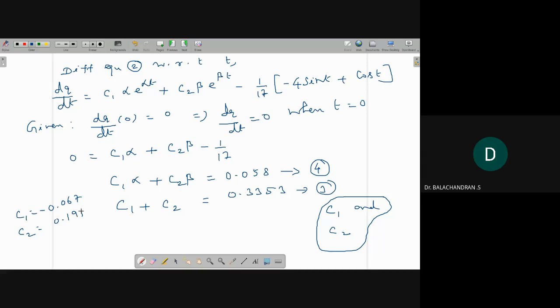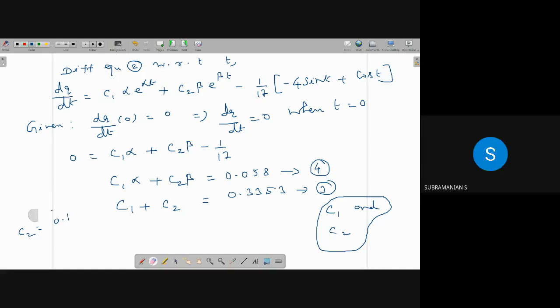It will satisfy the second, third equation. Please wait. First, I will check this one. 0.067 does not satisfy second, third equation, Karthikeyan. So, okay, sir, I'll check it. Okay, no problem. So that's why you should do it a little bit carefully.